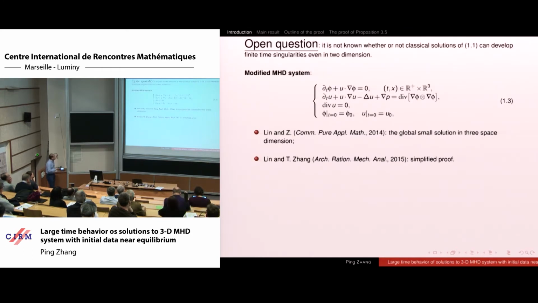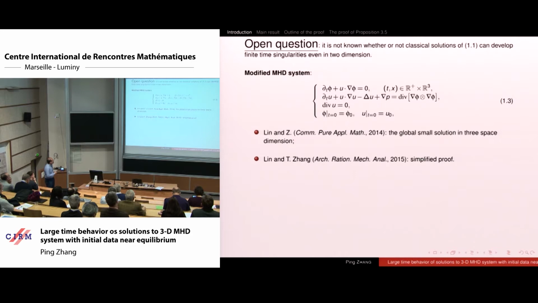So now let's go back to our problem. In our problem, we consider the MHD system when there is no magnetic diffusion, and we are concerned with the problem of whether or not classical solutions of this MHD system without magnetic diffusion can develop finite time singularities. Even in two space dimensions, this problem is not known.